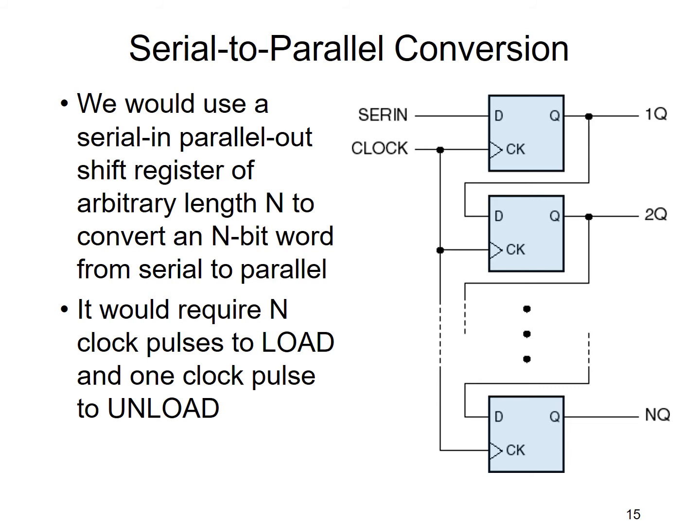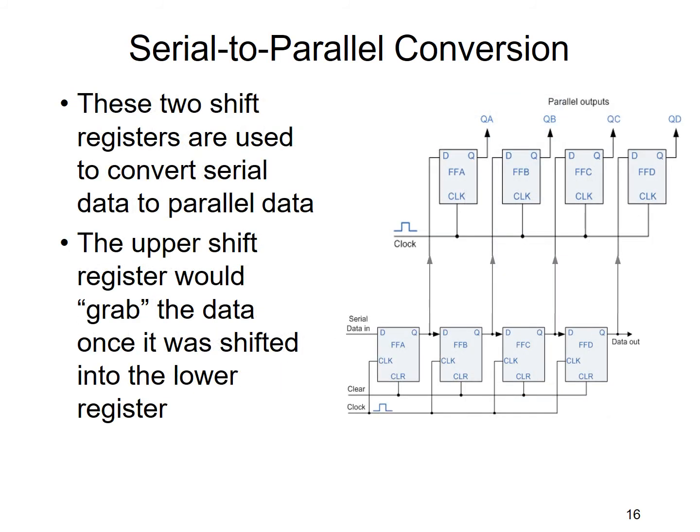Serial to parallel conversion. We would use a serial in, parallel out shift register of arbitrary length n to convert an n-bit word from serial to parallel. It would require n clock pulses to load and 1 clock pulse to unload. These 2 shift registers are used to convert serial data to parallel data. The upper shift register would grab the data once it is shifted into the lower register.